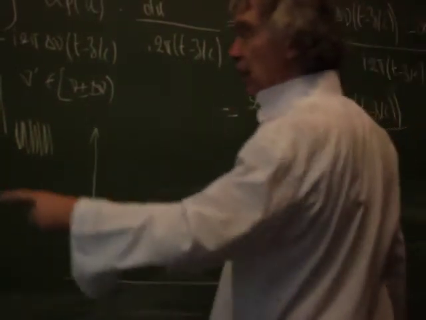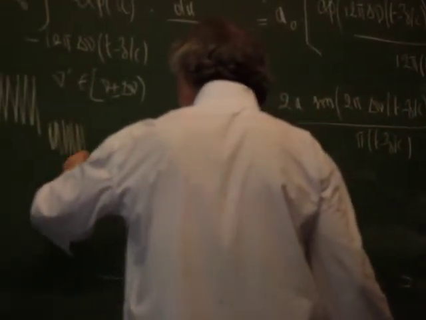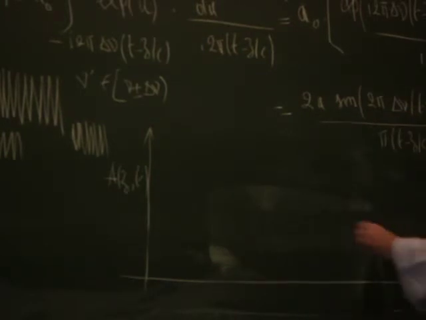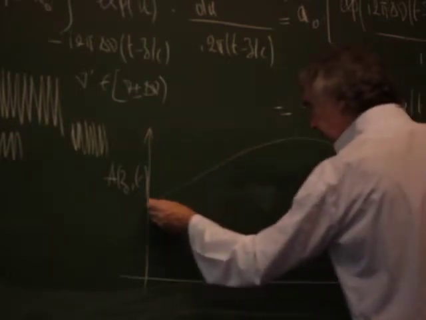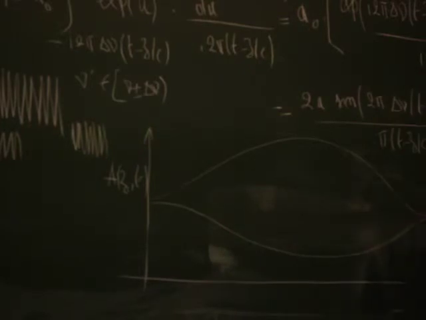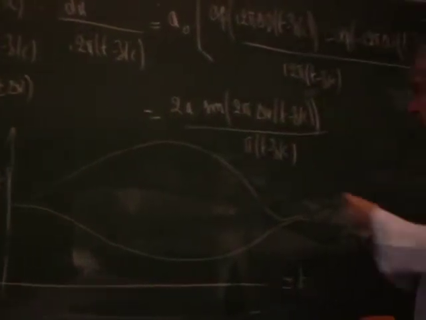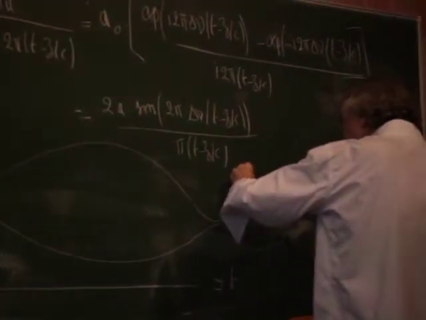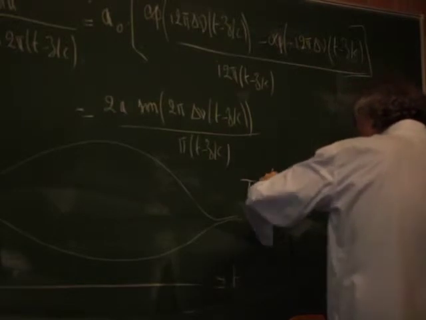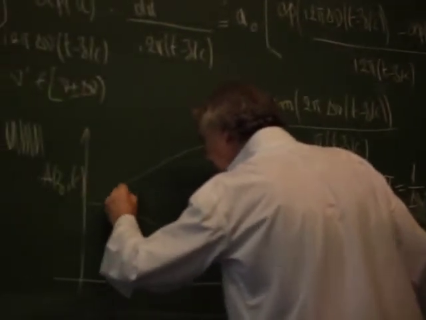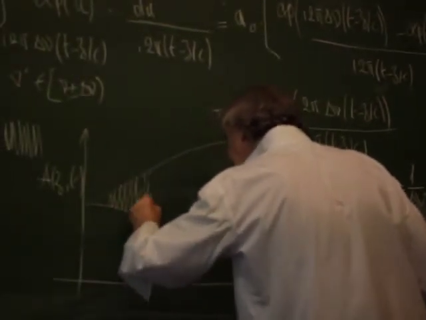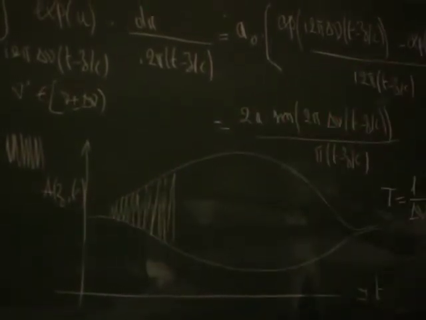So if here I represent the amplitude as a function of time, there is a modulation of the amplitude, something like that, with a frequency delta nu. So the period now is equal to 1 over delta nu, which is much longer. And here inside, you still have monochromatic light oscillating with a frequency nu.